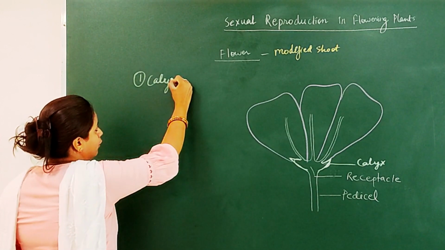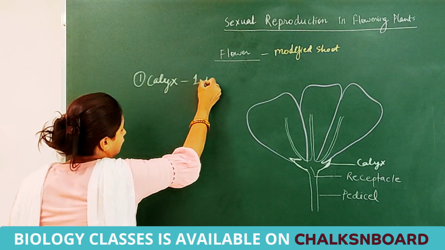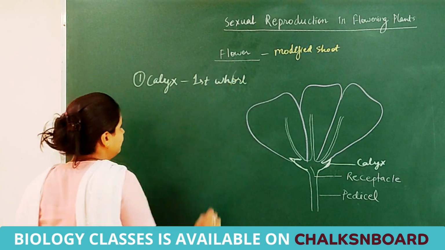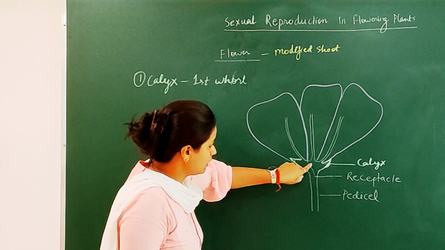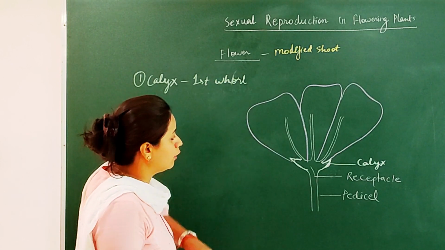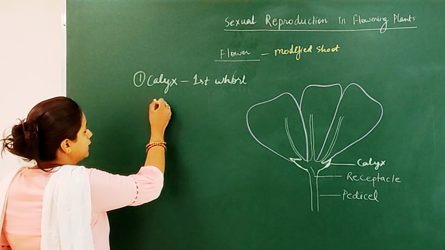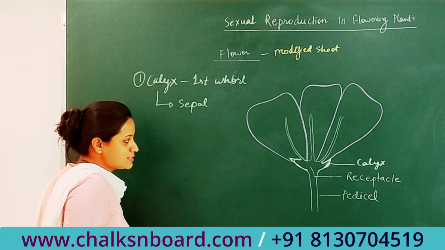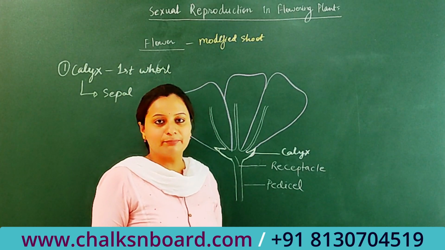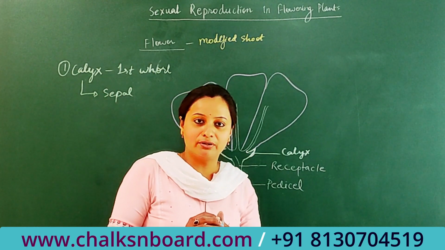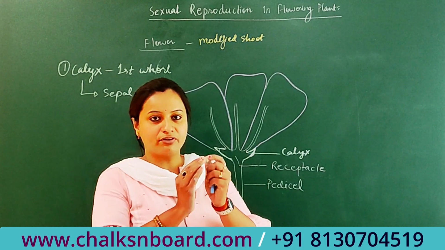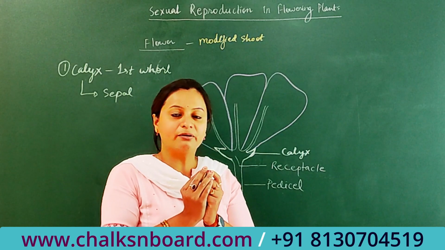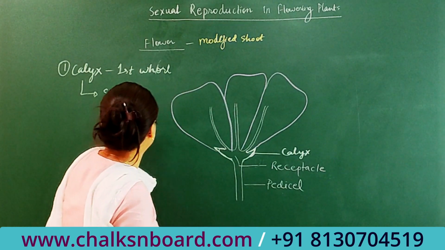The calyx is the first whorl of the flower. This calyx, which comes as the first whorl of the flower, consists of units, and a single unit of the calyx is called a sepal. So how will you understand a sepal? Suppose you have seen a flower in bud stage, for example a rose flower in bud state. It is covered by a green leafy structure all around, and that green covering, which protects the inner parts of the flower, is called the sepal.